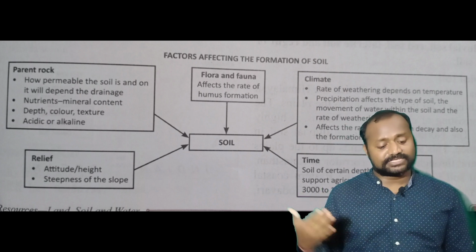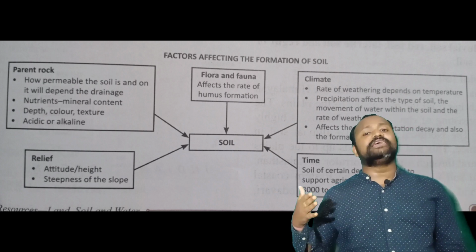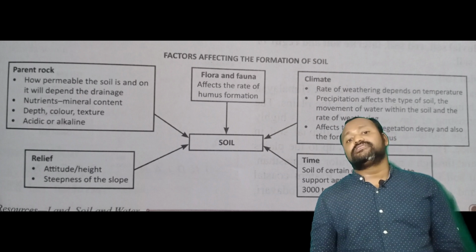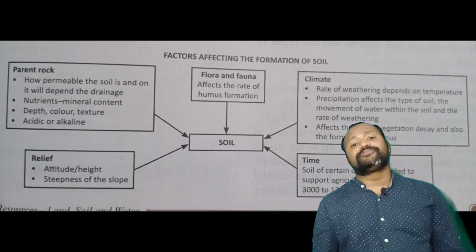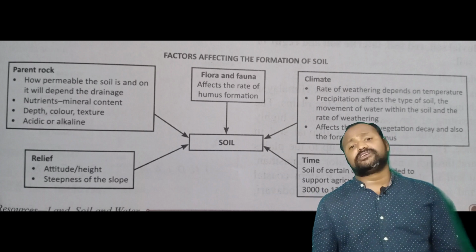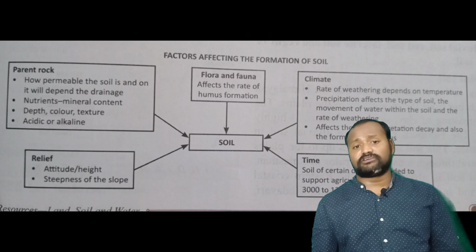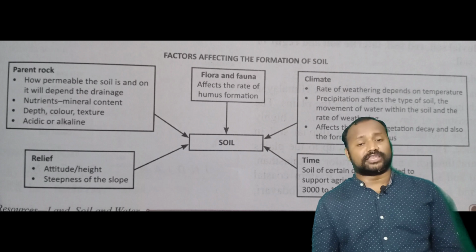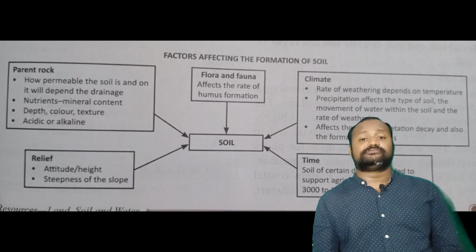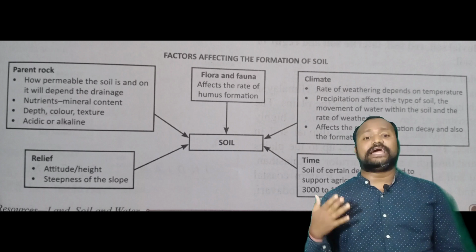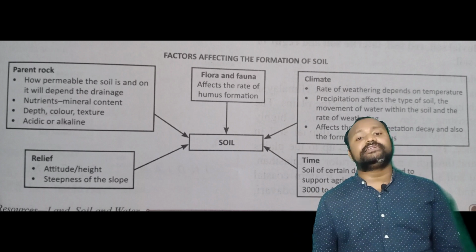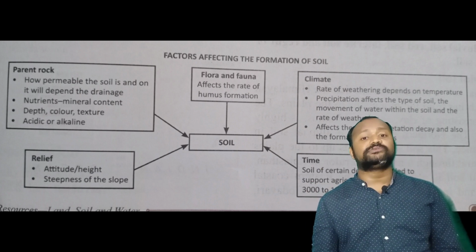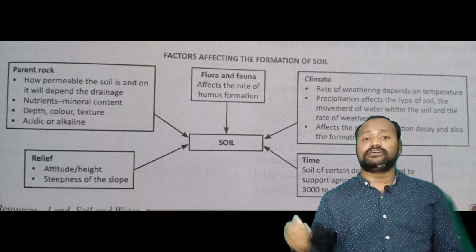Okay, so next is relief. Relief means altitude or height, and height is one of the important factors because of height the rate of erosion increases due to the force of gravity, and it also increases the rate of formation of soil. Flora and fauna refers to the animals and plants. They add humus to the soil. So flora and fauna is also another factor for the formation of soil.